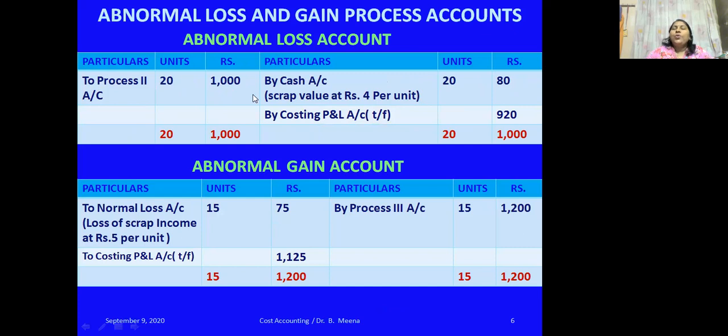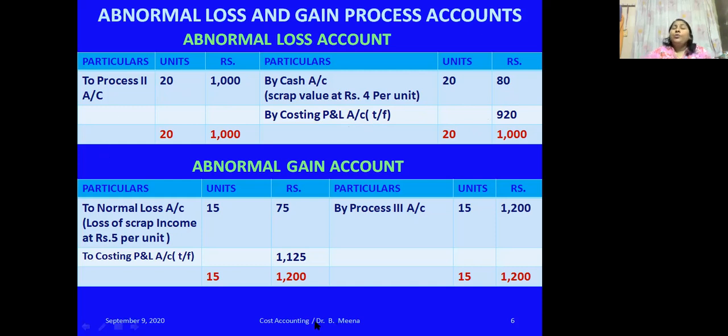So whenever you have abnormal loss, look into the respective process and debit the abnormal loss in the abnormal loss account under the process in which you are getting it. So process 2 account, and then value that abnormal loss as per scrap value. So 20 units into 4 rupees, 80 rupees. The balancing figure must be transferred to the costing profit and loss account. Out of 1,000, 80 rupees is the scrap value, so what is the amount to be transferred to the costing profit and loss account? 920. So this is the way you can prepare the abnormal loss ledger.